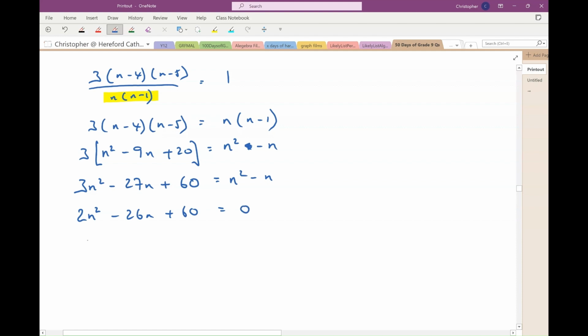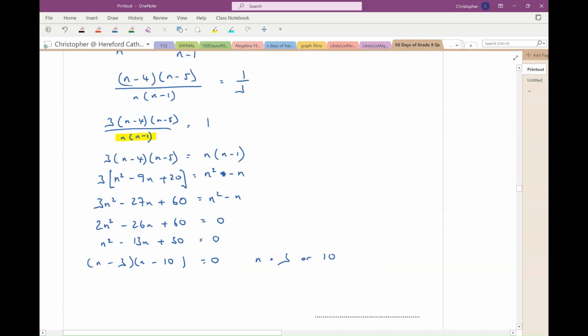Okay, divide everything by 2. N squared minus 13n plus 30 equals 0. Quadratic equation, can I factorise? Well, they're both going to be negatives here, and it's going to be 10 and 3, look, equals 0. So n is 3 or 10.